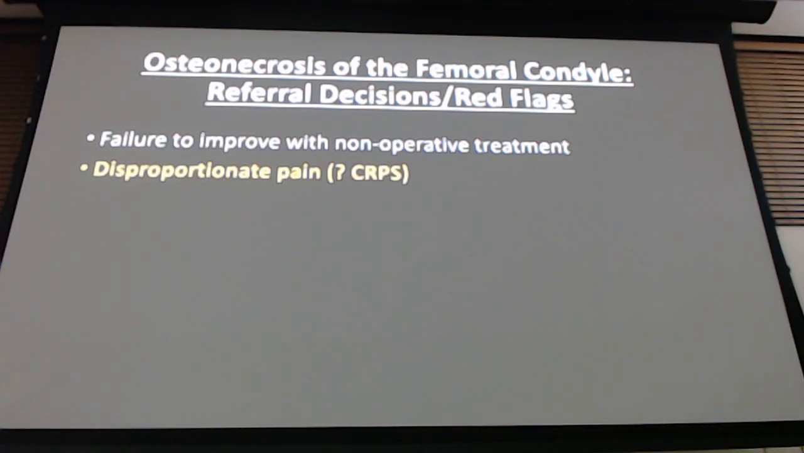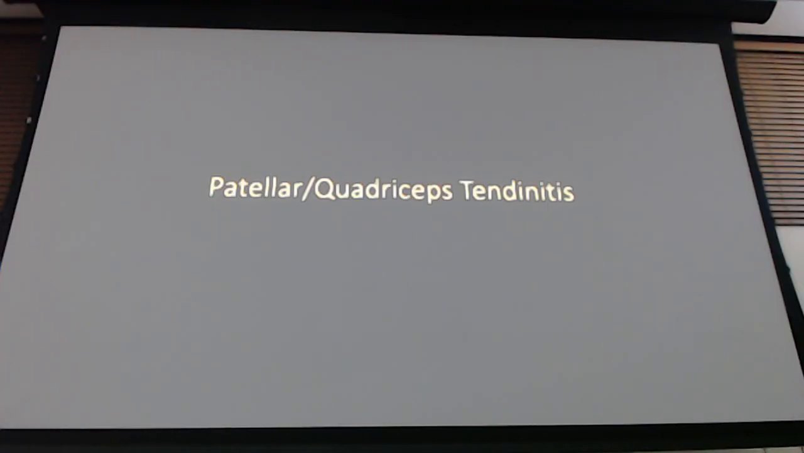Disproportionate pain. You guys remember CRPS? Anybody remember CRPS? Complex regional pain syndrome. So is this something that you might want to consider? Because isn't CRPS multidisciplinary and you're using a lot of other medications that are not NSAIDs? Yes. Okay. That's all I have.